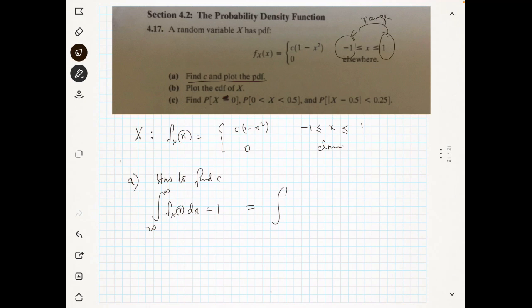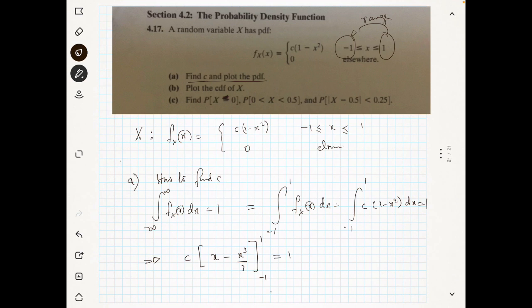This is our range, so it's from minus 1 to 1 of fx of x dx, which is equal to the integral from minus 1 to 1 of c into 1 minus x square dx. You integrate this and the integral will be equal to 1. The integral of 1 is x, so it is c into x minus x cubed by 3, evaluated between minus 1 to 1.